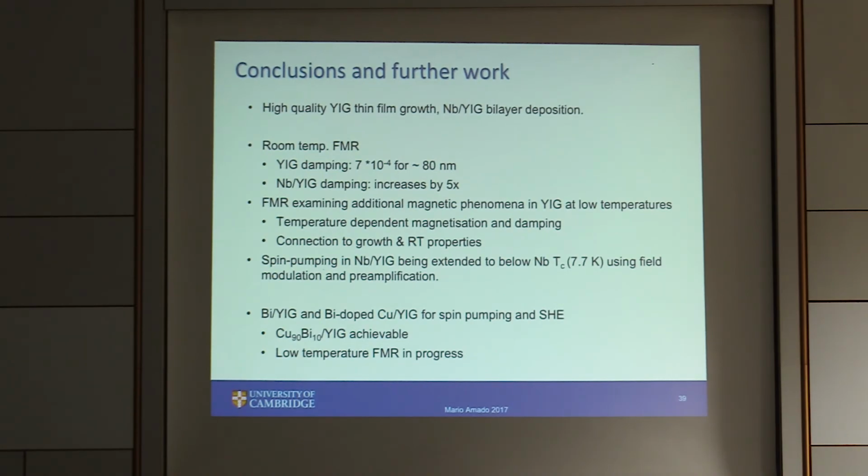Of course, I rushed a lot, as I was expecting. We are aiming to get a spin polarized superconductor. We are studying niobium on YIG. The niobium on YIG has to be a little bit better understood below the Tc of niobium, because we have this two-magnon scattering process that could hinder some of these applications or phenomena. Also, we are able to achieve bismuth-doped copper with 10% of bismuth on YIG, and the low temperature FMR results and the spin Hall effect measurements have been taken now.